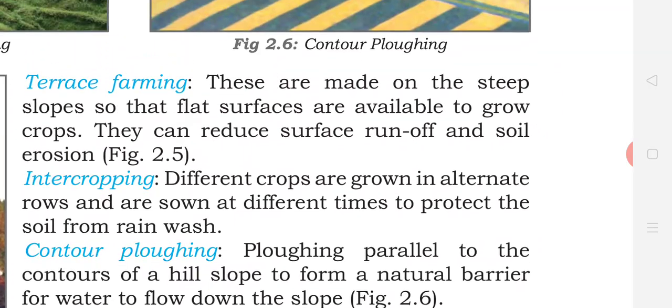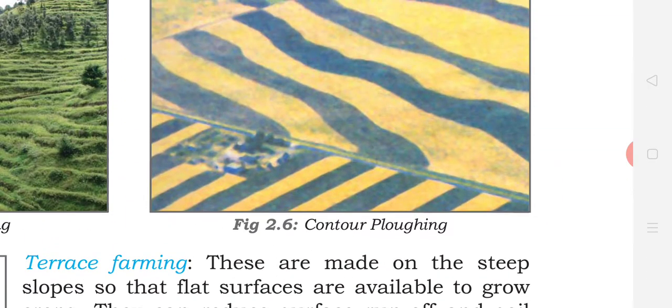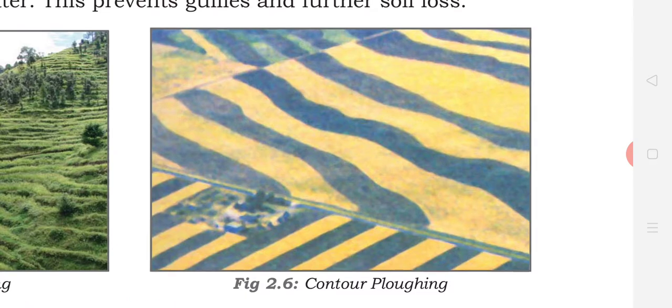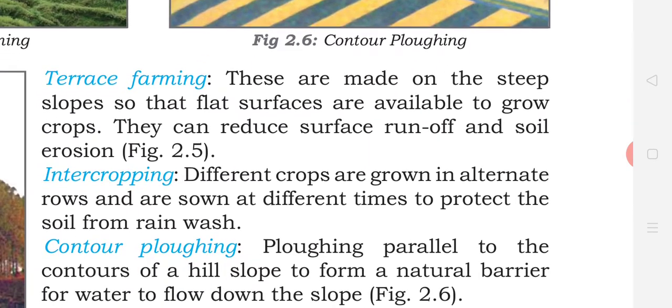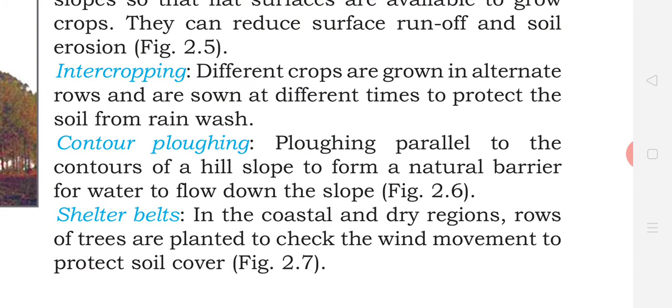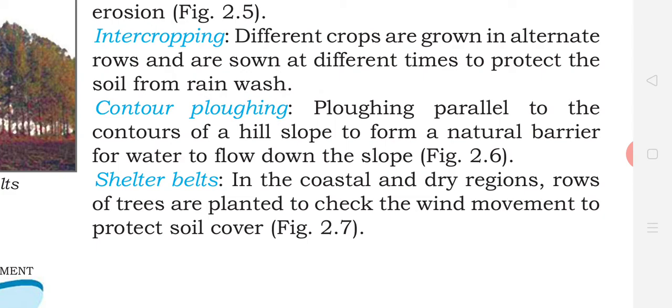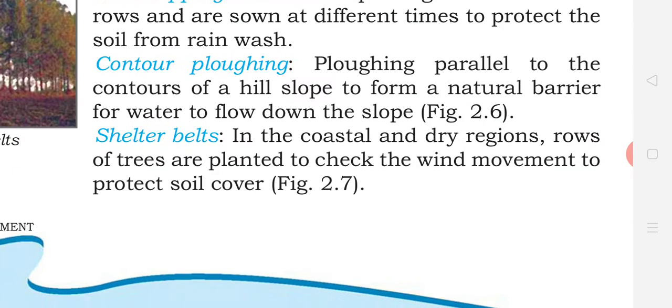Contour plowing. Now here you can see the picture of contour plowing. Here contour means the curved shape plowing. Contour plowing is done by plowing parallel to the contours of a hill slope to form a natural barrier. Now natural barrier obstacles are made by doing the contour plowing to slow the water flowing down the slope. You can see the figure 2.6.